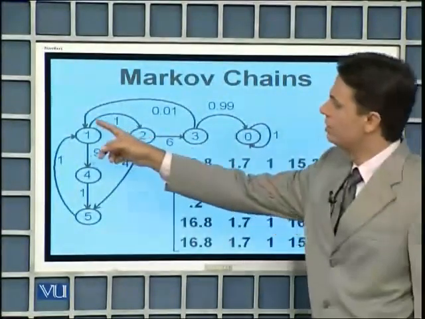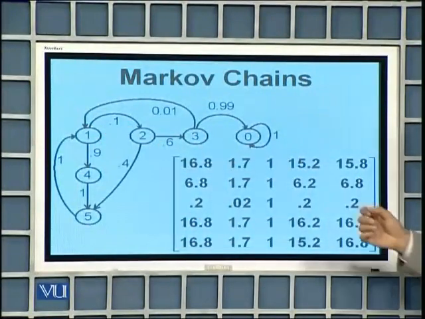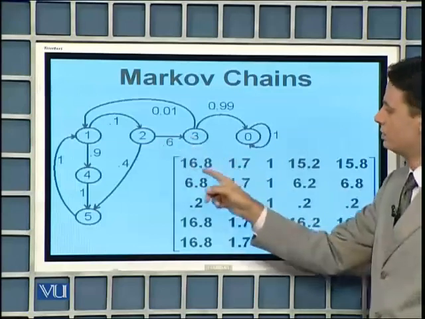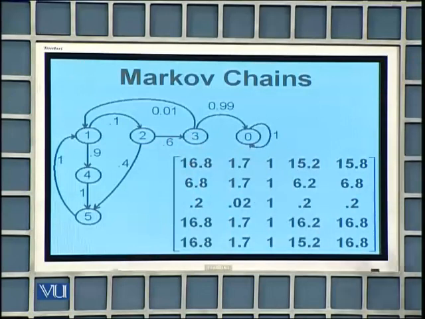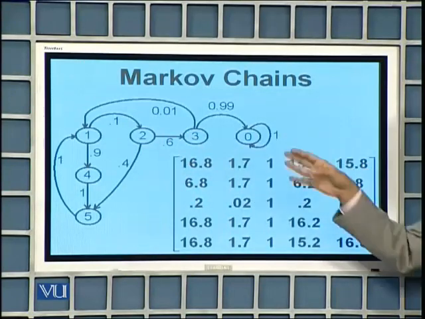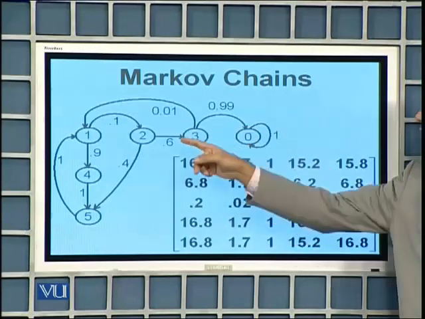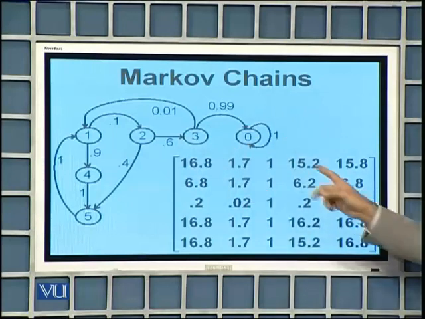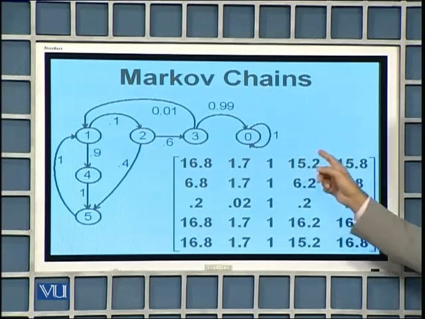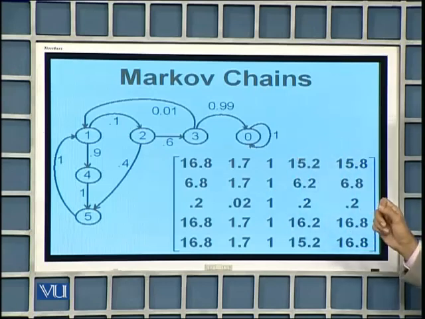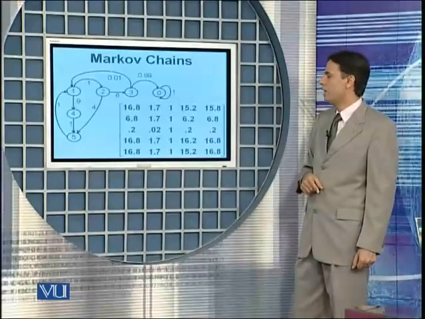So if you start in this state 1, which is the logical state to start, then you will visit this state again 15.8 times before you get absorbed into this state. And when you start in state 1, you will visit state 2 1.7 times, and state 3 only once before you get absorbed. Similarly, state 4 will be visited 15.2 times, and state 5 will be visited 15.8 times before you get absorbed.